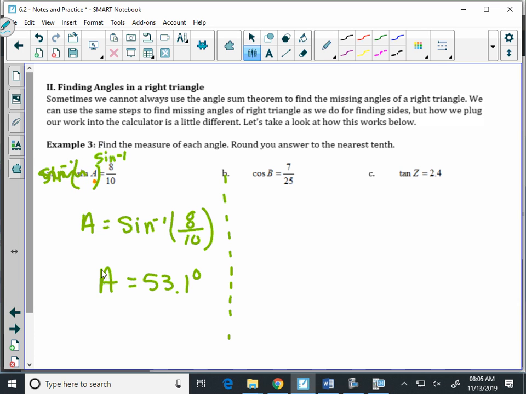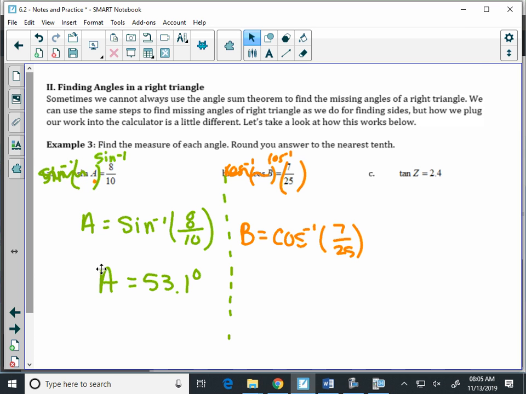Same thing here. We want to find the measure of angle B. So what we're going to do is just take the inverse of cosine on both sides. Cosine inverse here, cosine inverse here. That cancels out that cosine. We're left with B equals inverse of cosine of 7/25.